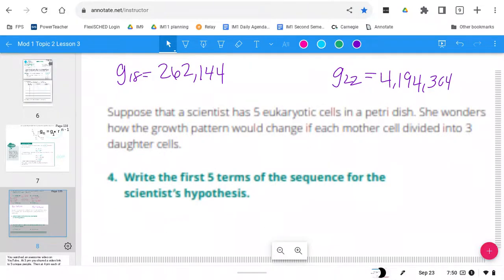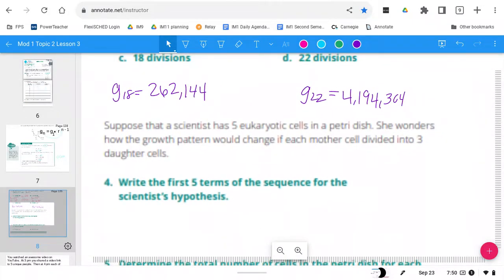Okay, suppose that a scientist has 5 of those cells in a petri dish. She wonders how the growth pattern will change if the mother cell divided into 3 daughter cells. So writing the first 5 terms. So now we're starting with 5 mothers, and we're dividing into sets of 3. So 5 times 3 gets me to 15. Times 3 gets me to 45. Times 3 gets me to 135. Times 3 gets me to 405.